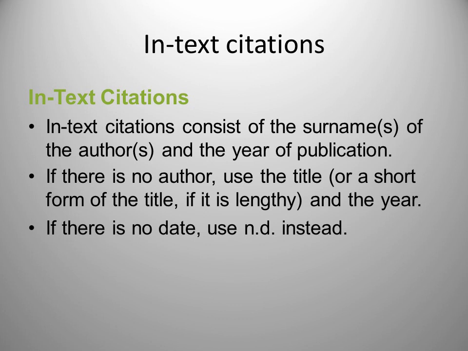Now, in-text citations consist of the author's surname or last name, and then the year of the publication. If there's no author, then we're going to use the title of the article, or a short form of the title if the title is quite lengthy, and then the year that was published. Now, if there's no date, we'll use ND instead of the date. ND, of course, meaning no date.